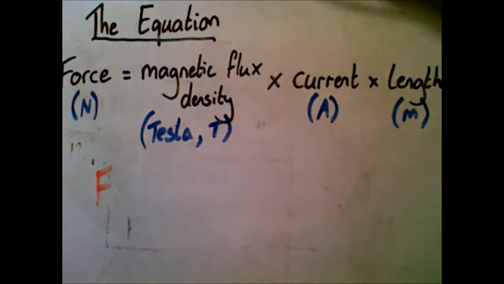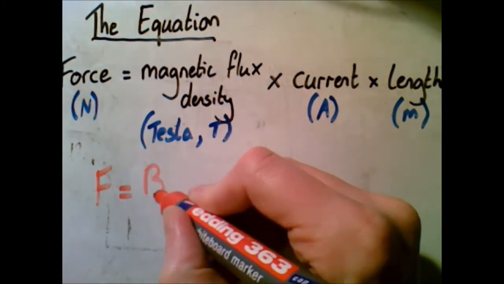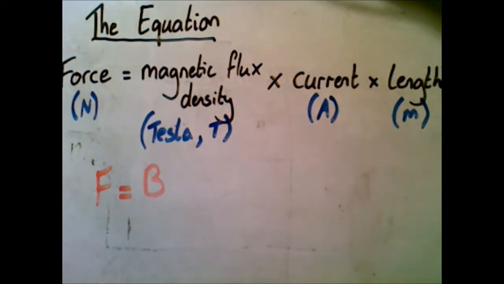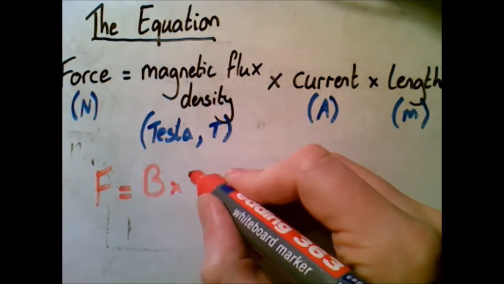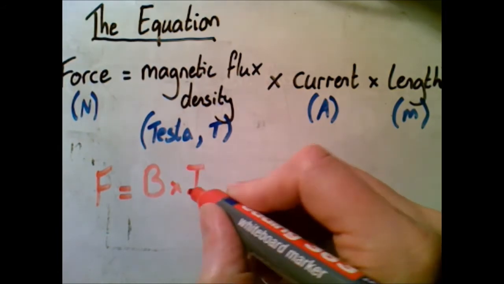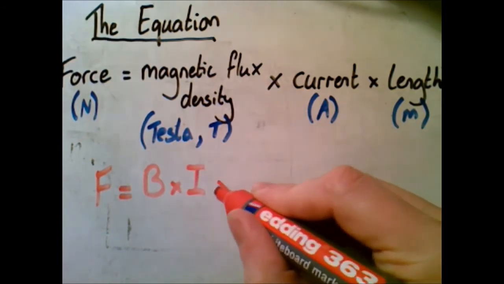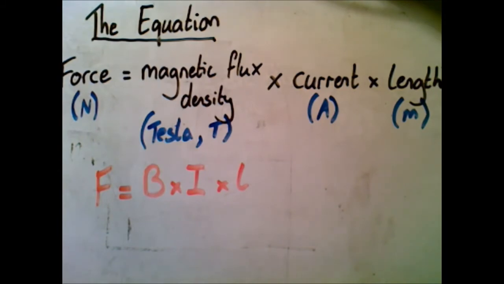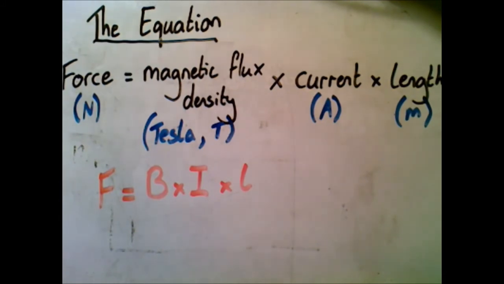Force is F, that's nice and logical. Magnetic flux density, though, for a reason I'm not quite sure, is given the symbol capital B. Current is given the symbol capital I. You might have seen that one before. And length is given the symbol L, which is again logical. So we've got F equals B times I times L. Some people like to remember it as F equals Bill. If you're not confident though using the equations, you can always write it out in words. That will never be a problem, so you can always do that.